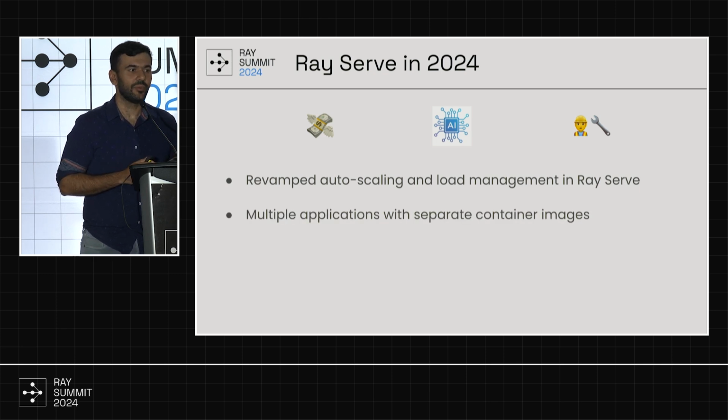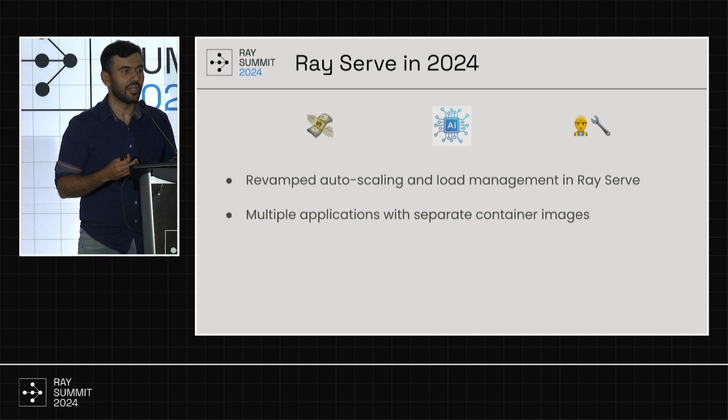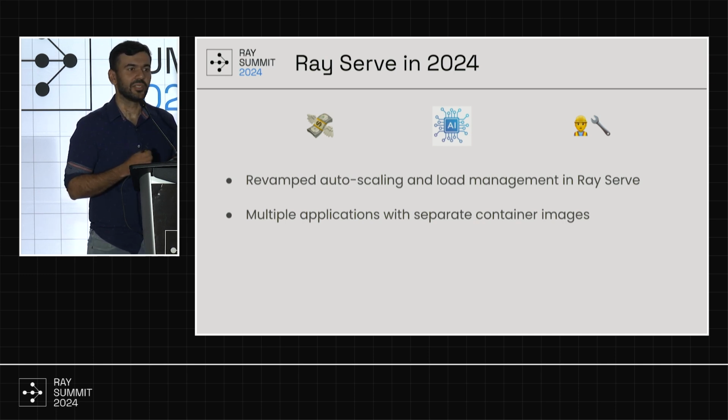In 2023, we launched multiple application support. This is where you can deploy multiple separate ML applications with their own upgrade lifecycles in the same Serve cluster. One piece of feedback that the community had: they loved the feature, and a lot of people started using it because it enabled better hardware utilization. But they wanted to separate out the dependencies for these. With ML packages getting really bloated these days, this was important as you're deploying different types of models. So we added support for separate container images within the same Ray service.